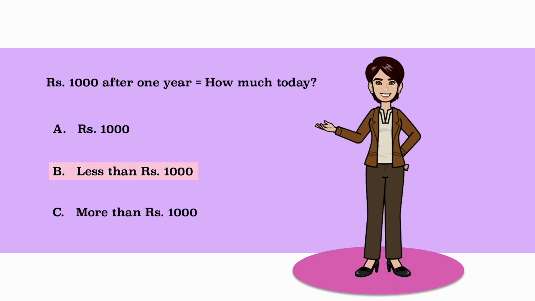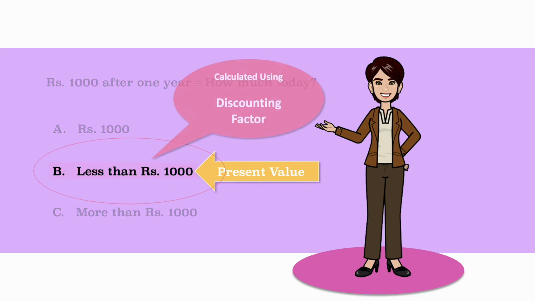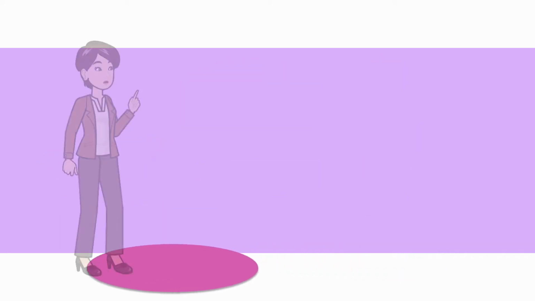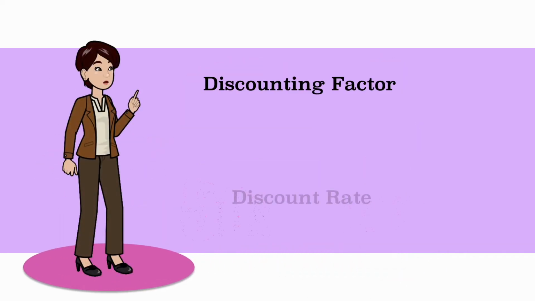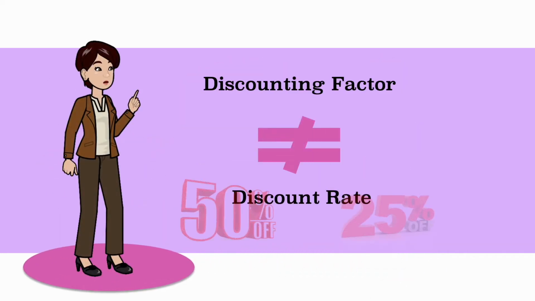You might intuitively choose option B. This is because, logically speaking, money received immediately is more valuable than the same money received in future. The lesser amount that you would receive today is called its present value. To find today's value of a future cash flow, we use what is called a discounting factor. Discounting factor is not to be confused with a discount rate which shopkeepers provide on sale.